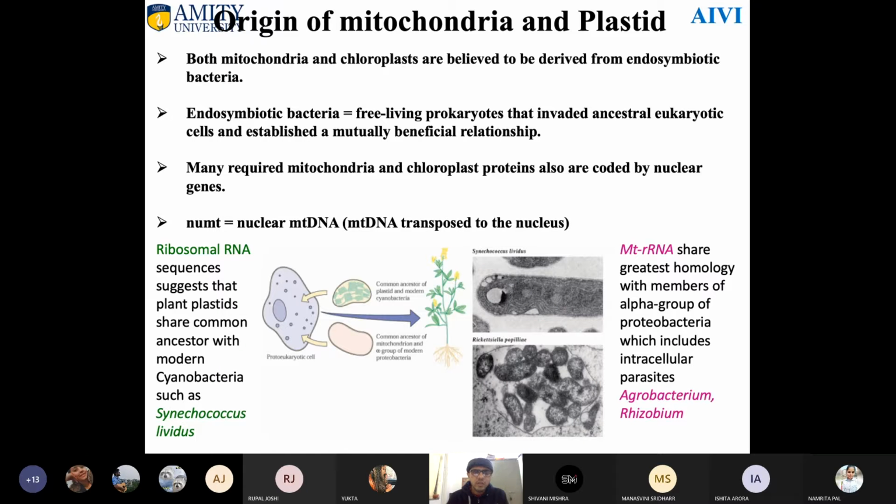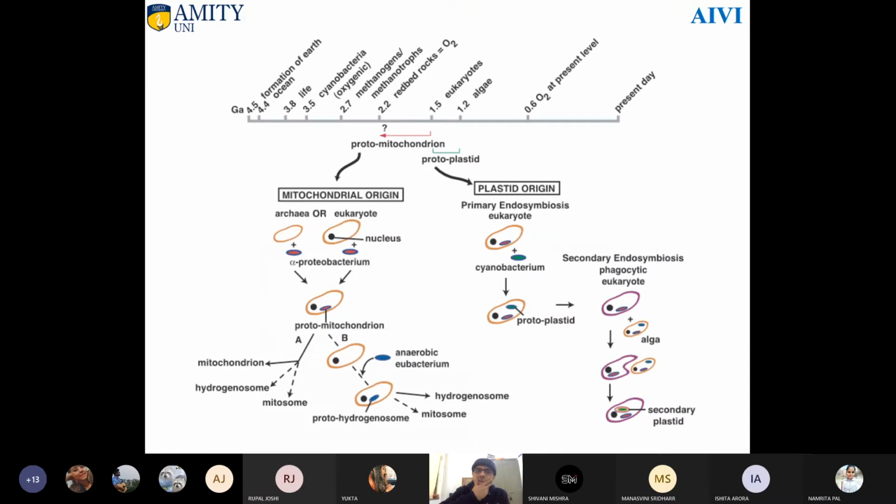So nuclear mitochondrial DNA is transposed to the nucleus, so ribosomal RNA. Now if you talk about the ancestry, in the case of the mitochondria and ribosome, both share different ancestry. Ribosome shares ancestry with the cyanobacteria, whereas the mitochondria share ancestry with the agrobacterium or the rhizobium. Okay, so this is how it is going to occur.